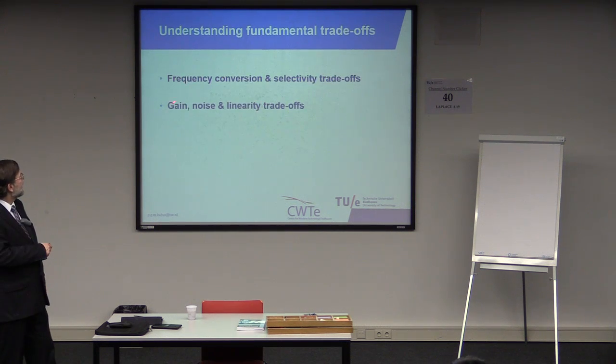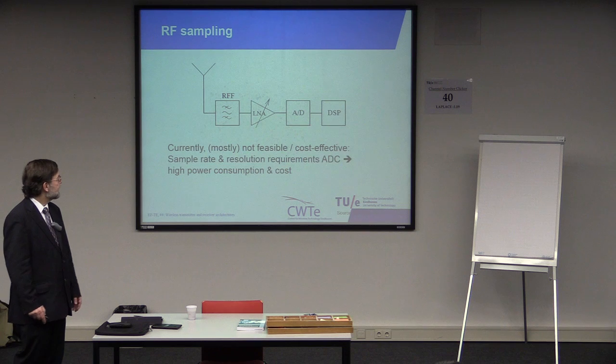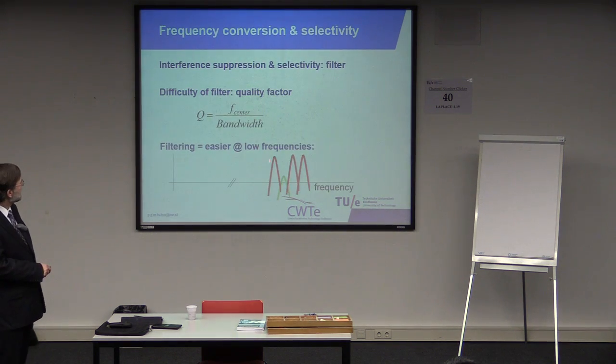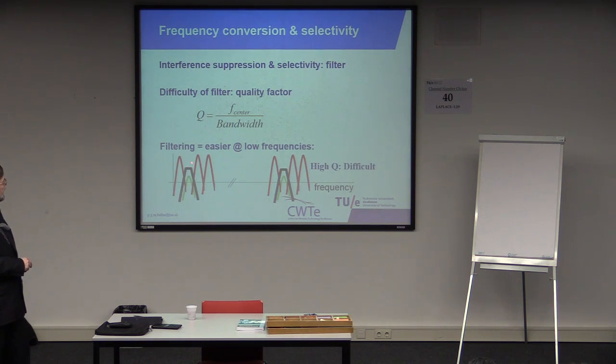So we also talked about gain, noise, and linearity trade-offs, and frequency conversion and selectivity trade-offs. Frequency conversion, we talked about this, right? The small wanted signal and the large interferers, and the quality factor of the filter that you have here versus the quality factor of the same bandwidth filter at a lower frequency. And this one is a lot easier.